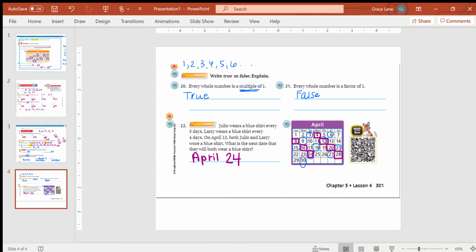All right, that is the end of lesson 4 in chapter 5. I think that the most difficult part is keeping track of which one's a factor and which one's a multiple. But once you figure that out, I think you're good.